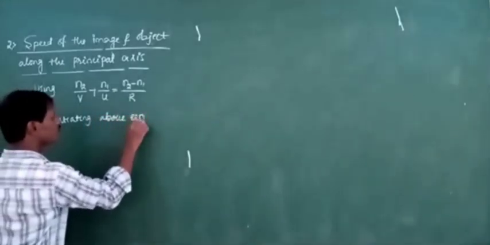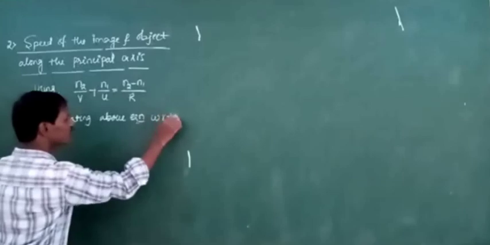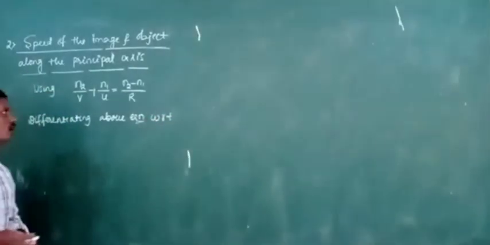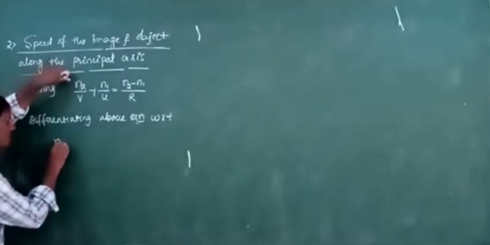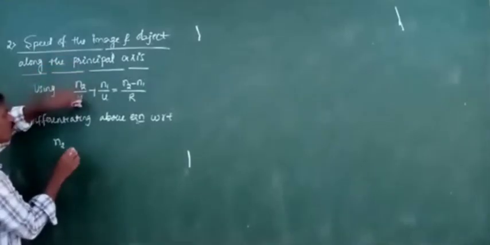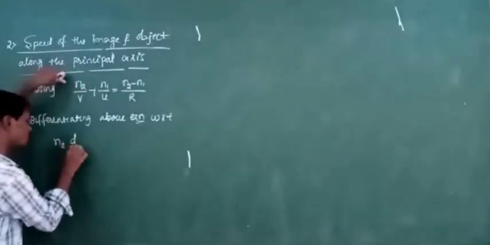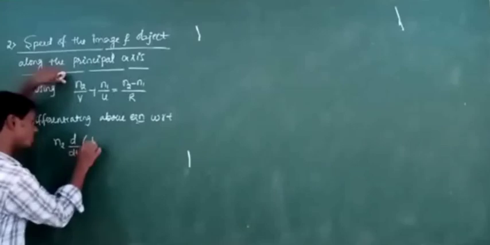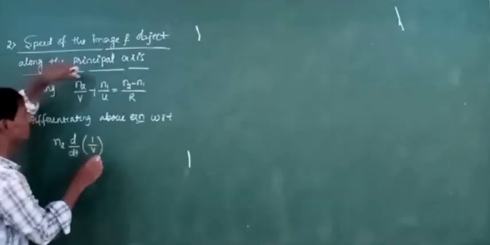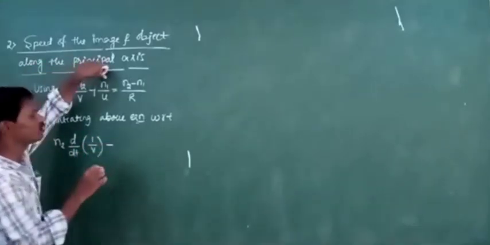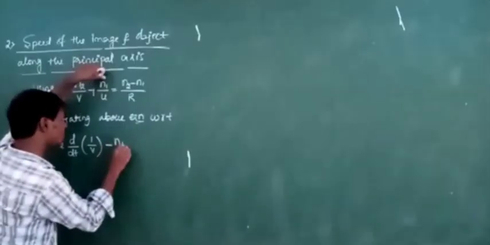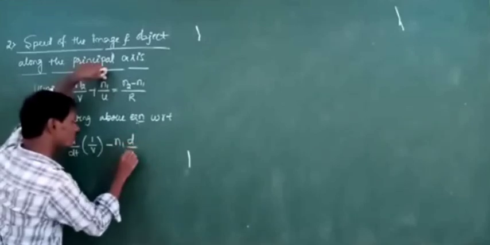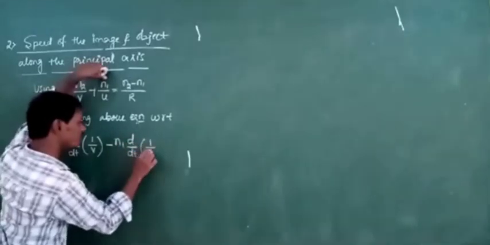Differentiating the above equation with respect to time, you will get image speed and also object speed. So I will do the differentiation directly here. Already you know about differentiation. Then n2 is constant here. Differentiation of 1 by v with respect to t. Then minus, here n1 is constant, meaning the refractive index of the first medium is constant. I will take it outside. Then differentiation of 1 by u with respect to t.